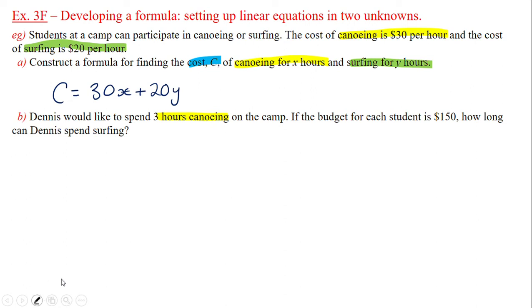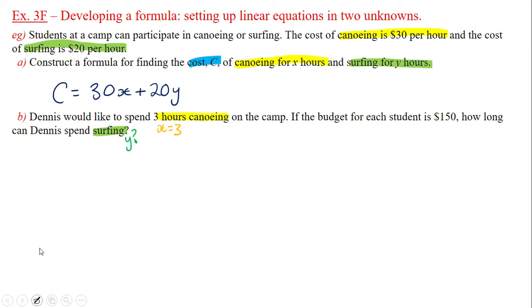So we are not sure at this point. Surfing is the question mark, if you will. So I'm going to put a question mark next to that. What it means is we're solving for how long Dennis can spend surfing. So we're going to try and figure out what Y is. We know that X from this statement here is 3. Hopefully you guys can read that yellow on the screen.